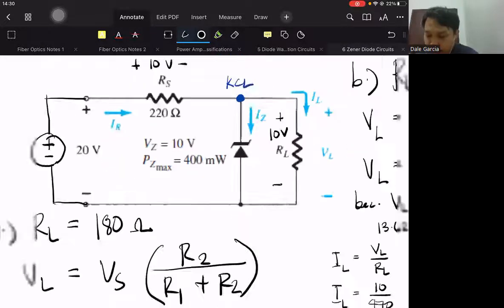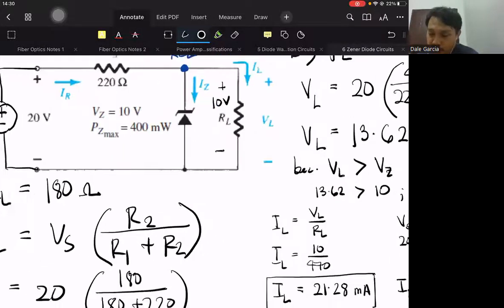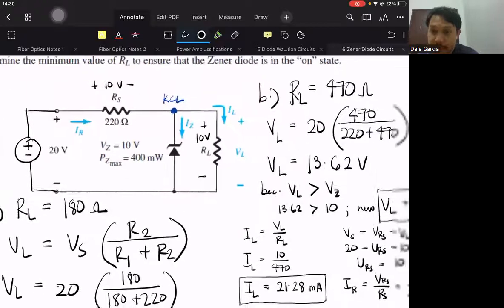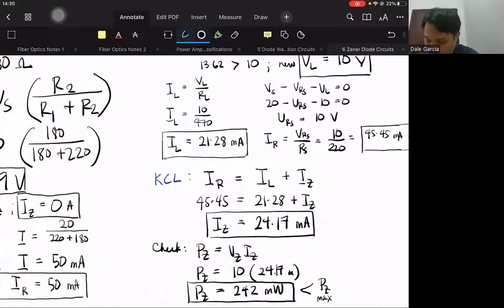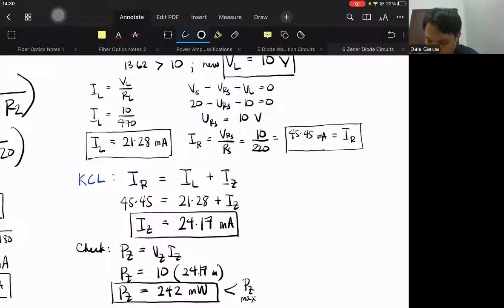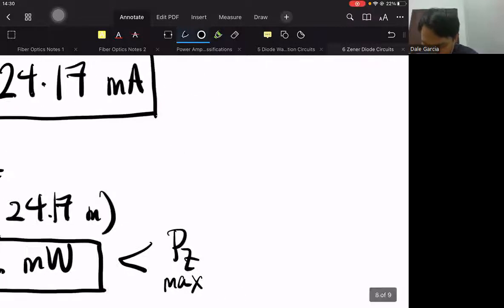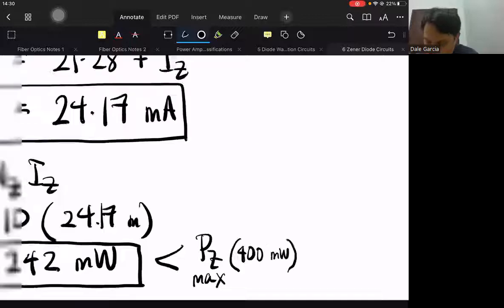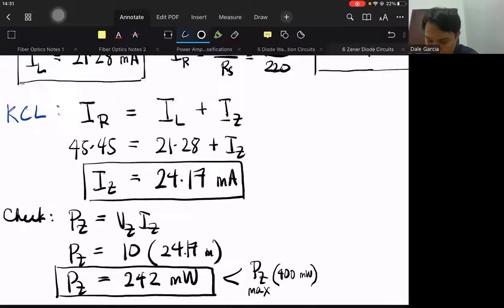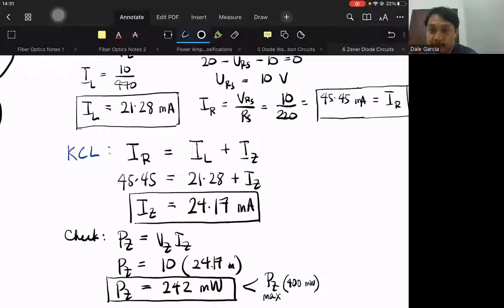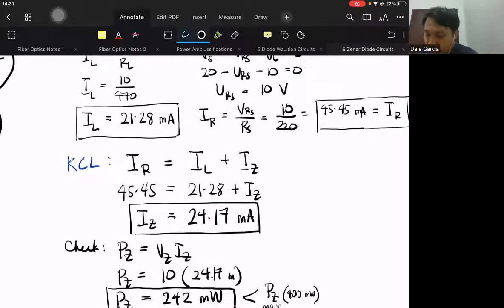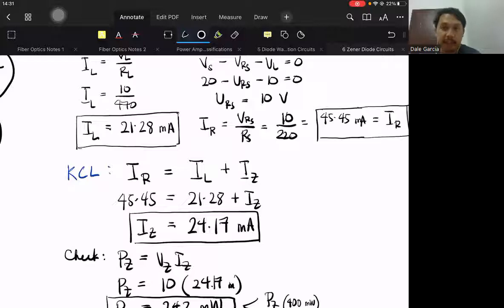So for this particular circuit, it is still far. Our load of 470 ohms is far from the maximum. Our PZ max is 400 milliwatts, and it is still far less than PZ max. So this is good, meaning our Zener diode will work and will not get busted.